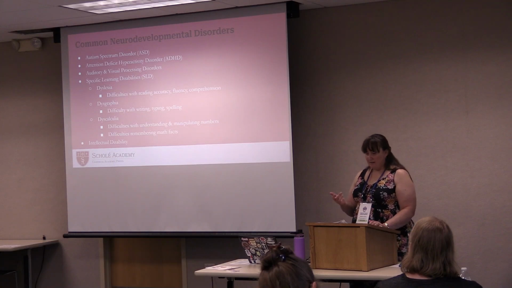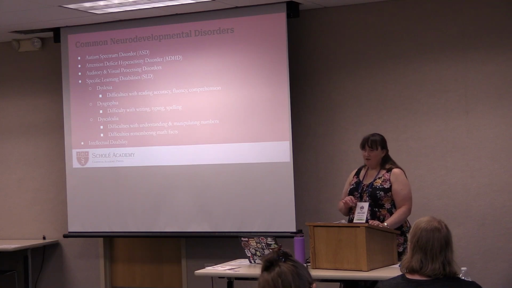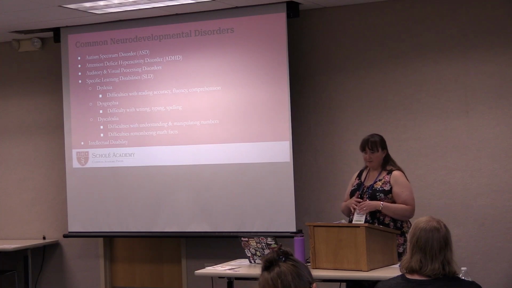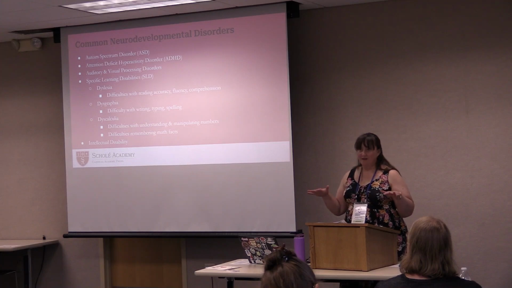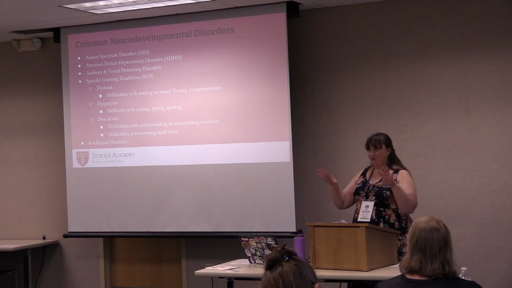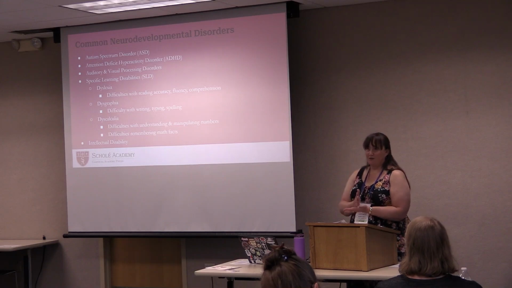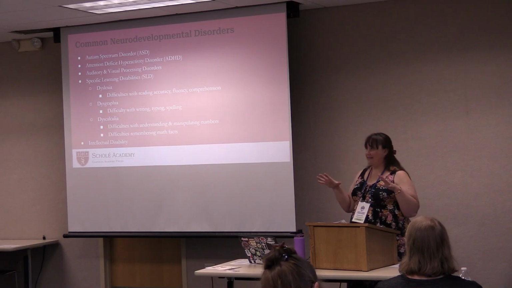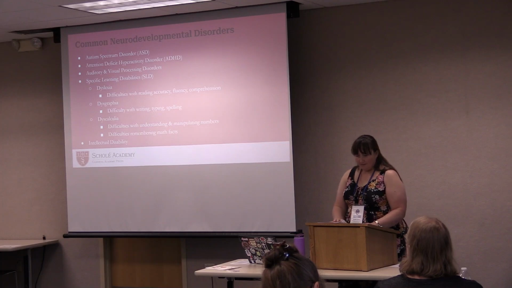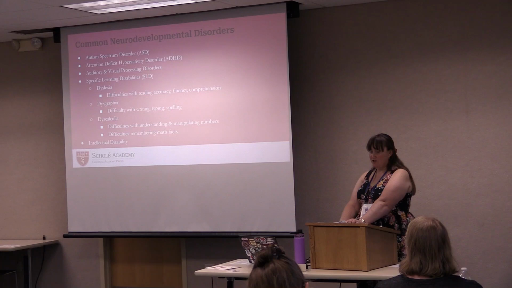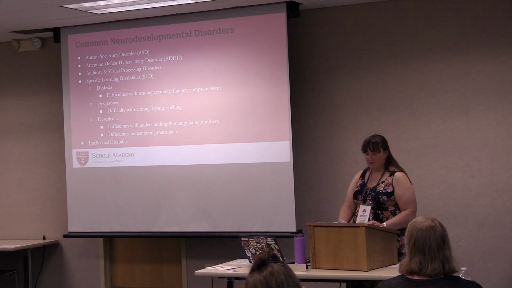And then with visual processing, they'll have difficulty tracking information like on a worksheet or a graphic organizer. They might have trouble locating items in your classroom, in your home, in whatever learning space you have, even though it has been well established and you've told them so many times, they can't see it. 5 to 10% of school-age children have a visual processing disorder.